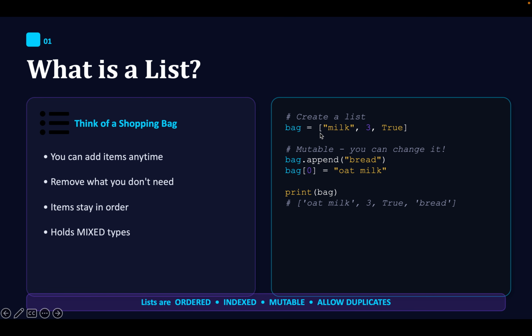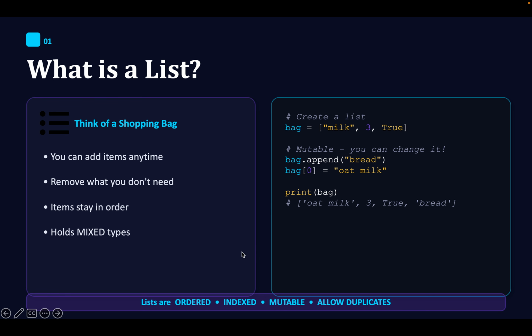So in this list, if you want to add bread at the end, you can just execute this code like bag.append of bread. This will add the item bread at the end of the list. And if you would like to add a particular item at a particular position, you have to give the index also. That is bag.insert(0, "oat milk"). This will add oat milk at the 0th position. Indexing always starts from 0.